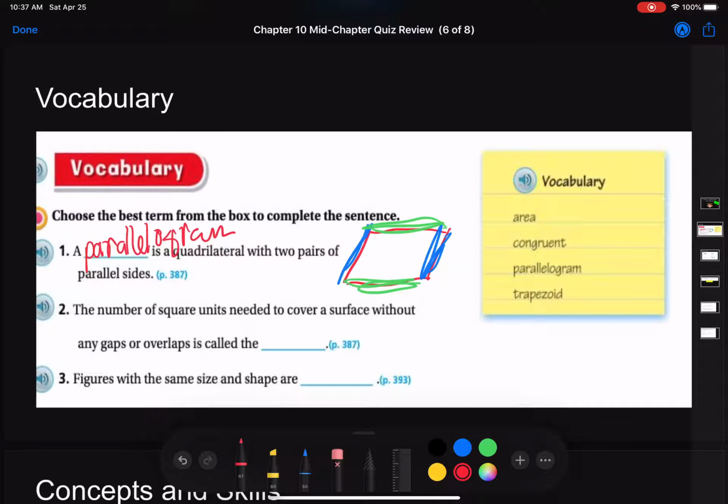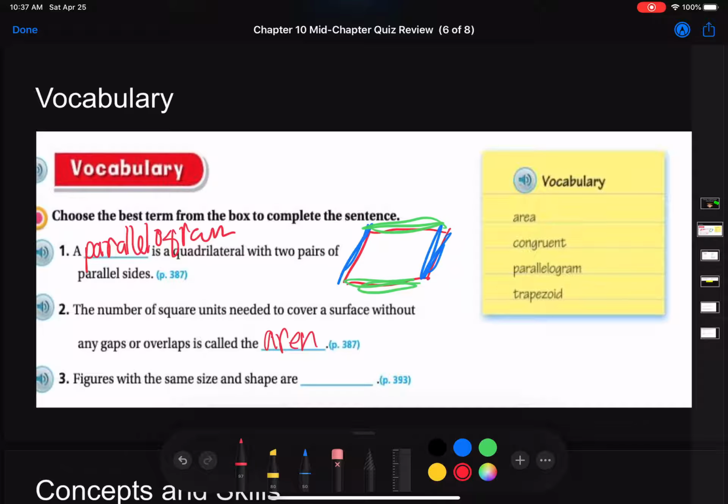Number 2, the number of square units needed to cover a surface without any gaps or overlaps is called the what? So we're talking about the inside of the shape, the little squares. When you cover the inside, you're talking about the area. So you would fill in area.